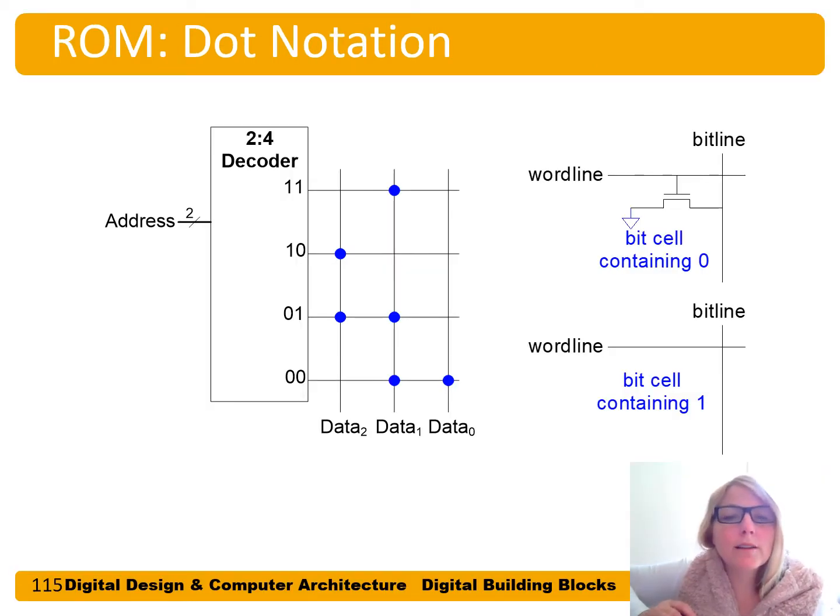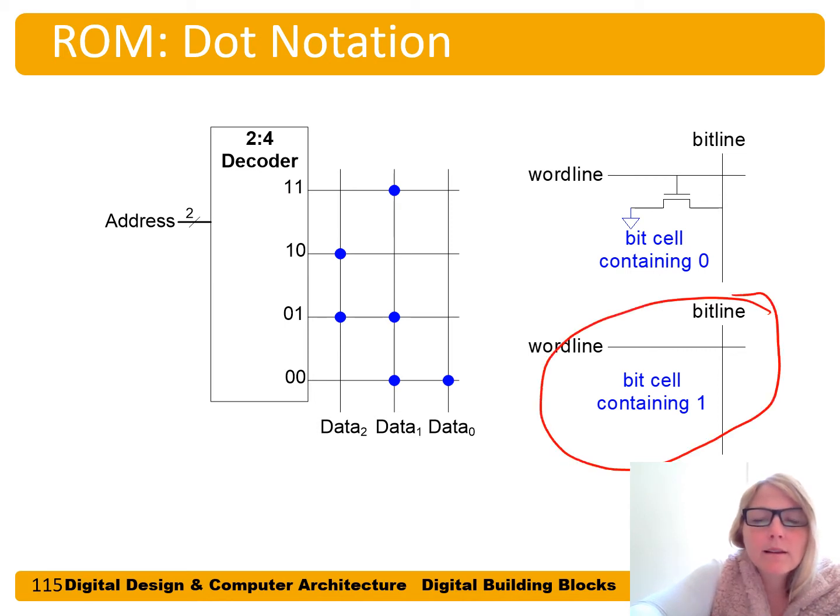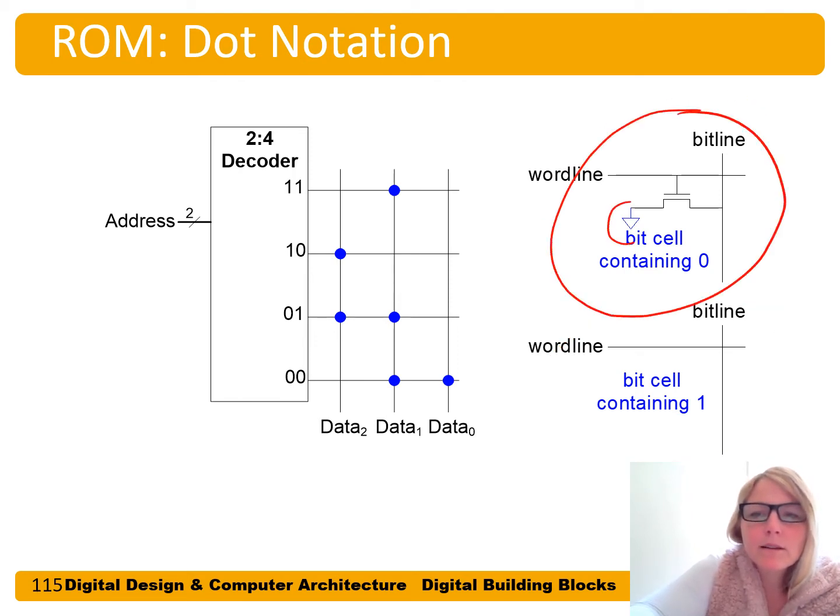For ROMs, we can use dot notation, where a dot indicates a 1 being stored. So for example, at address 10, the value 1, 0, 0 is stored. At address 11, the value 0, 1, 0 is stored. And so cells that contain a 1 basically don't have anything there, and a cell that contains a 0 has a transistor tied to ground.